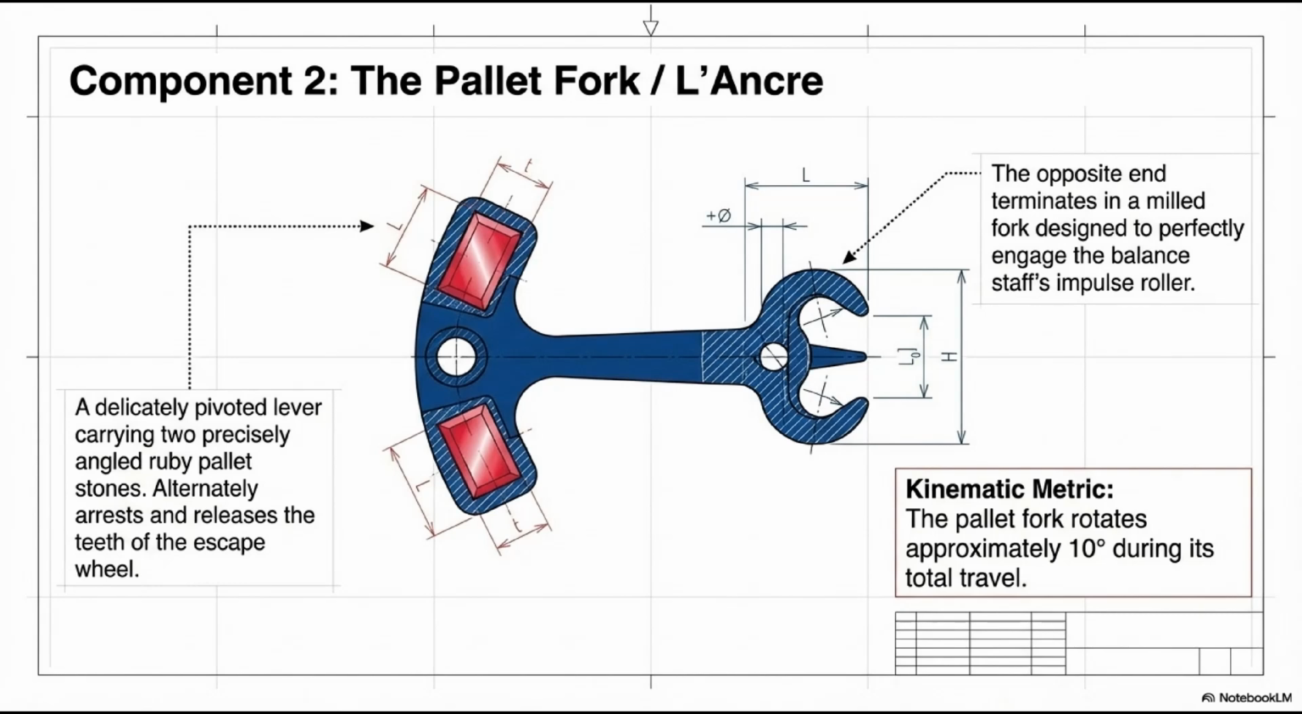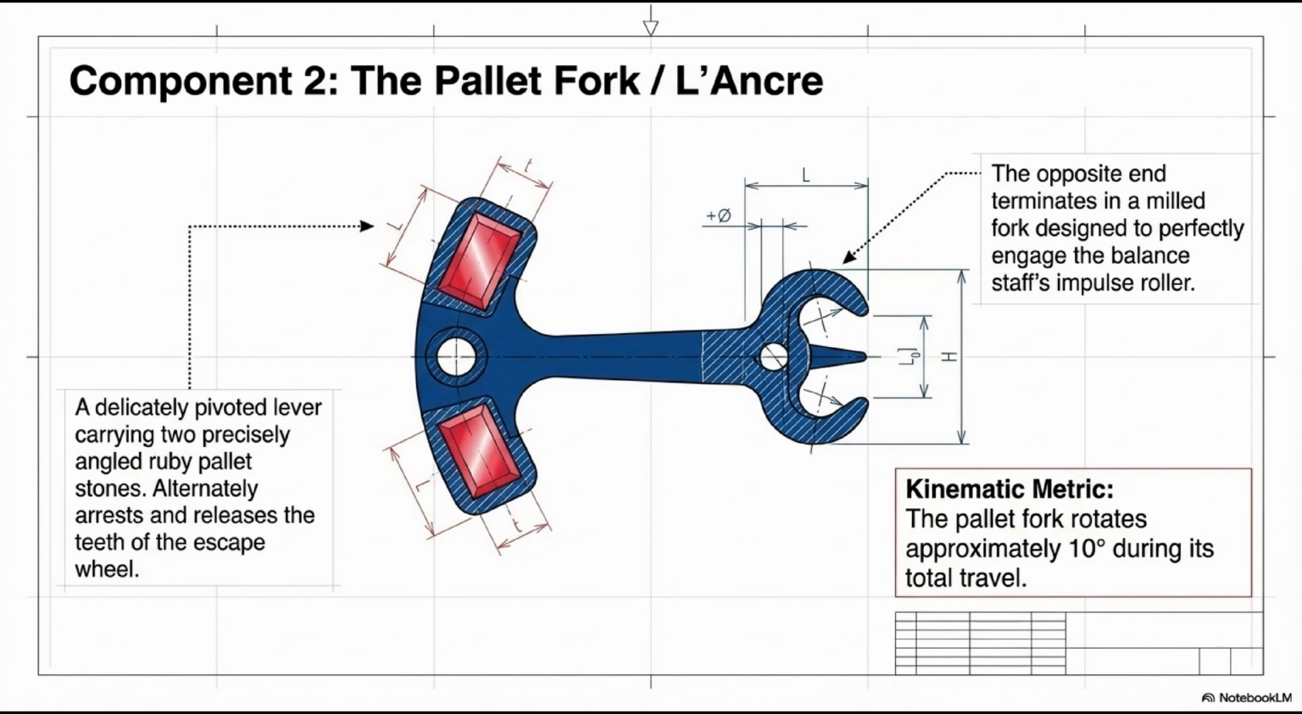Component 2, the pallet fork, l'ancre. The name comes from the French word for anchor, which beautifully captures both the component's shape and its function. It anchors the gear train between beats and controls the precise timing of each release. The pallet fork is pivoted on its own dedicated pivot staff, the tige d'ancre, and is typically pressed or friction fit onto this staff, as clearly shown in the cross-section diagram.